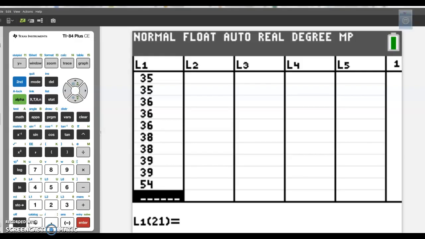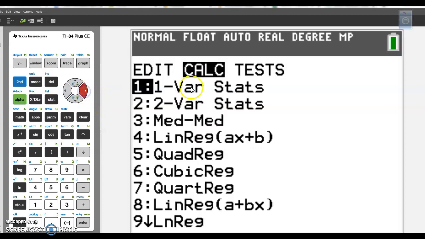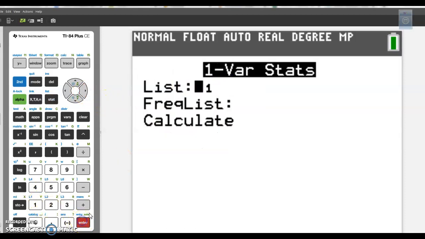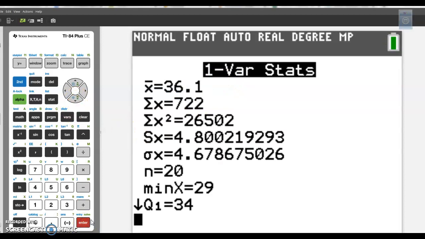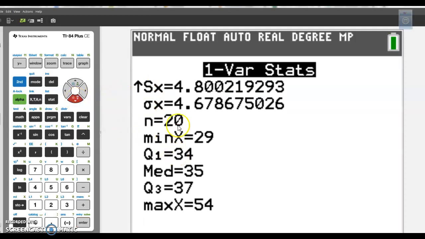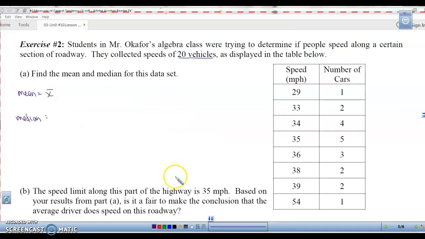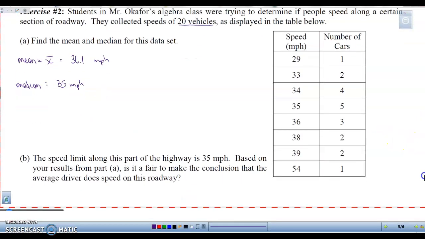Okay, now for the mean and the median, we have to do Stat, Calc, number 1 var stats, enter. We're using list 1. And then go down to calculate. All right, so the mean is the X bar, which is 36.1, and the median is 35. So going back to here, the mean is going to be 36.1, and this is going to be 35. Now this is in miles per hour, is the speed. So the mean is 36.1 miles per hour, and the median is 35 miles per hour. All right, so there's the mean and the median of the data set.